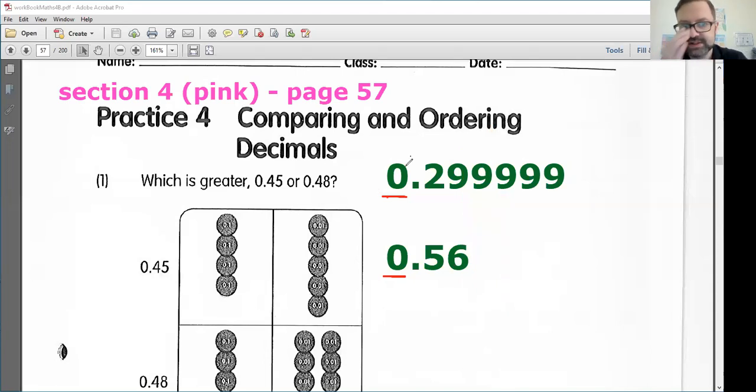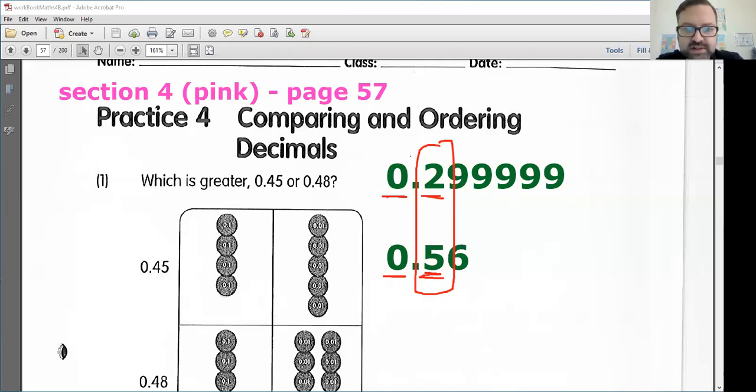But let's take a look at our ones over here. So we have a couple of zeros in the ones column, okay? Now those are equal, so not much I can do there. Then we wanna take a look at our tenths column, okay? This first number here has 2/10, while this number has 5/10, okay? At this point, I should be able to determine which of these is greater and which one is smaller, okay?